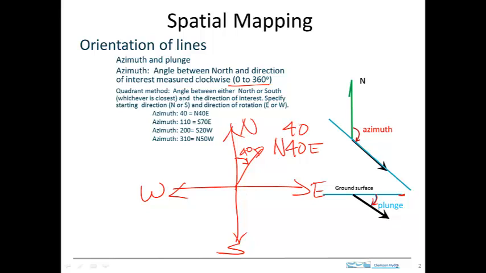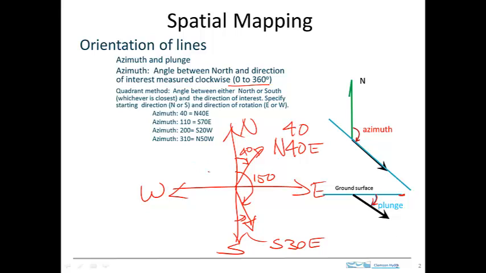Another example would be a line like this down into the southeast quadrant. In this case, the line is described with an azimuth angle like so. That could be, say, 150 degrees. But in quadrant notation, we start with either north or south and measure the angle from either the north or south direction over to the line that we're interested in. So this would be described as south 30 degrees to the east.